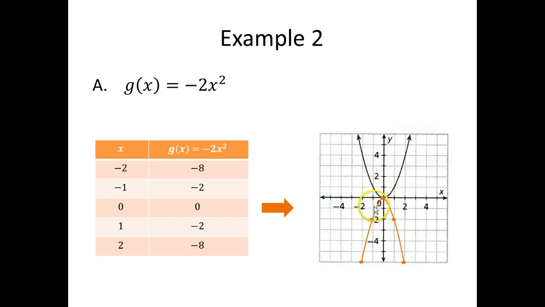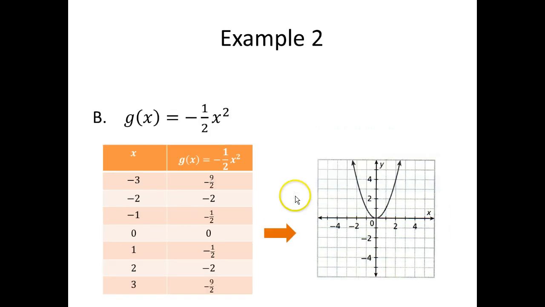the parent function gets flipped over, or reflected over the x-axis. Not only that, but it's vertically stretched as well. If I look at the function g of x equals -1/2 x squared, and compare that to the parent function, notice once again it's a reflection over the x-axis and vertically shrunk.